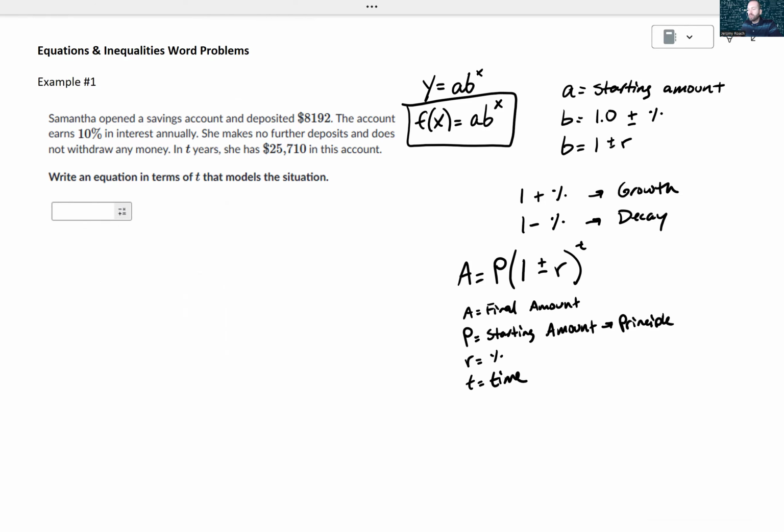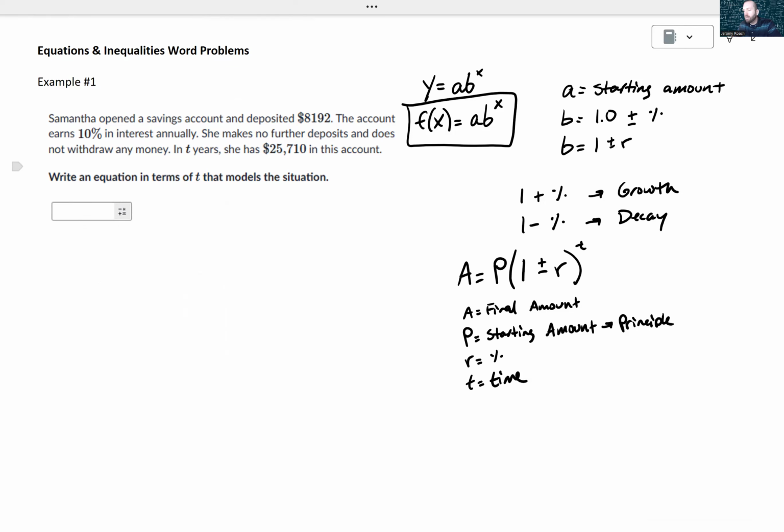All right. So now let's take a look at our word problem. It says Samantha opened a savings account. She deposited $8,192. The account earns 10% interest annually. She makes no more deposits and does not withdraw any money. After t years, we don't know how many years that's been, she has $25,710 in this account. So she's not adding any extra money. She's just earning the 10% interest, and that's her final amount.